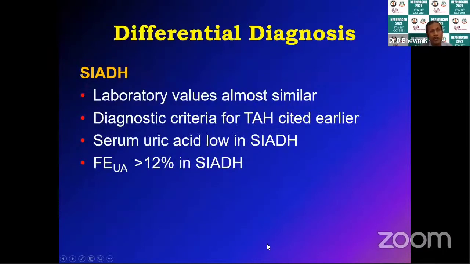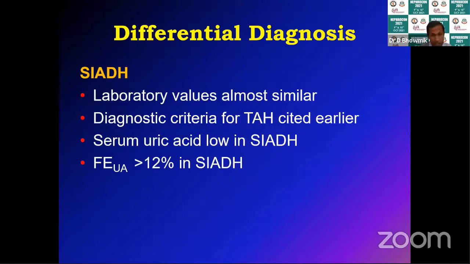So as you can understand, the very close differential is SIADH. The lab values are almost very similar. So the diagnostic criteria which I mentioned earlier, about the history of thiazide and how you stop them and then it improves, is what helps in making this diagnosis. And that's why basically it's a retrospective diagnosis. You can't make a diagnosis on admission, you can only presume it. But one factor which probably helps in differentiating between the two is that the serum uric acid is low in SIADH, and the fractional excretion of uric acid is higher in SIADH, more than 12%. And it is usually lower in cases of thiazide-associated hyponatremia.